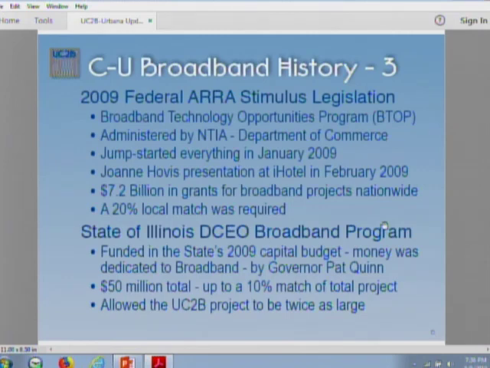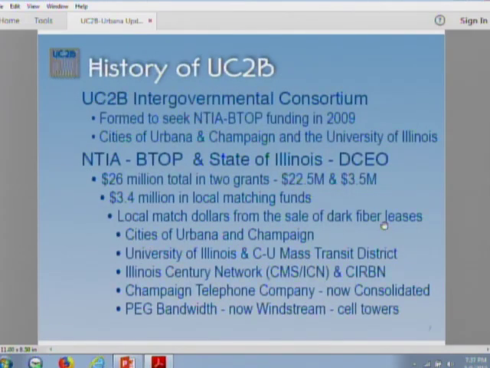One of the catches of that was that it required a 20% local match, and that was kind of a challenge because we were talking about some big money, and 20% of big money is still big money. At the same time, the state of Illinois came out with a matching program. Pat Quinn was very much a broadband supporter. And they put some money up that we could use as half of our local match. So instead of having to raise 20%, we only had to raise 10% if we got the state support. We had to do a whole presentation to them and get approved.